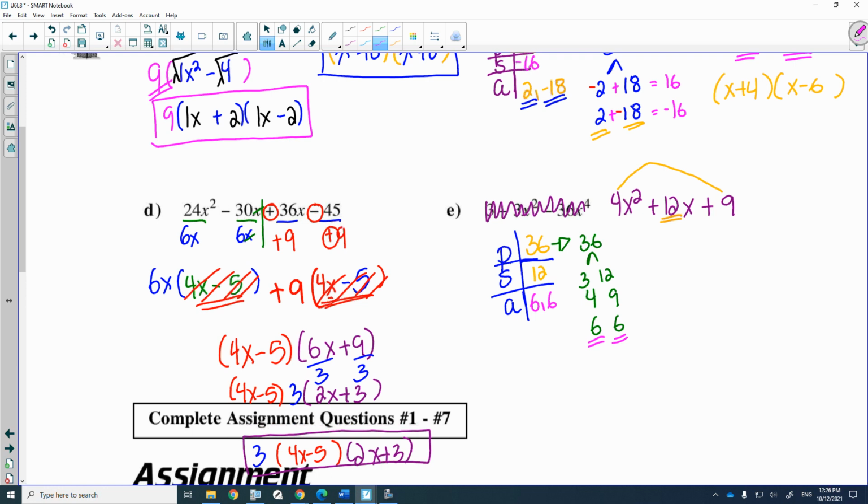This is a PSA 2, which is decomposition. So you take that middle term and you say to yourself, how do you get 12 x's? 6x plus 6x. Like, how do you get 12 x's using your answer? So 6x plus 6x gives you 12 x's. You bring down that plus 9, and you bring down that 4x squared. I'm just going to clean this up.